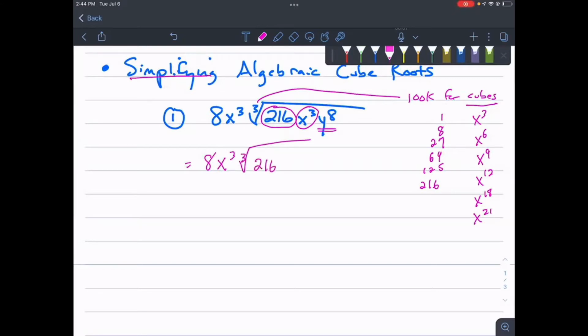216, we don't have to change because it's already a cube. X to the 3rd, already a cube. But y to the 8th, the biggest cube in that would be y to the 6th. So in order to make y to the 8th, y to the 6th, we have to take it times y to the 2nd. So y to the 6th times y to the 2nd. This is still y to the 8th, but we'll be able to take out these three things now.